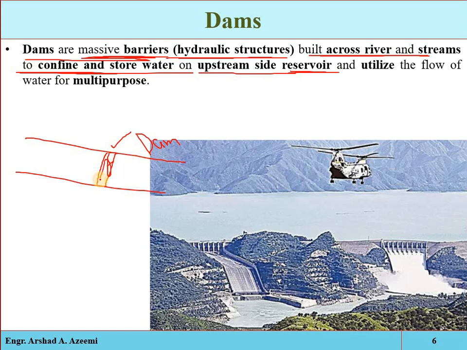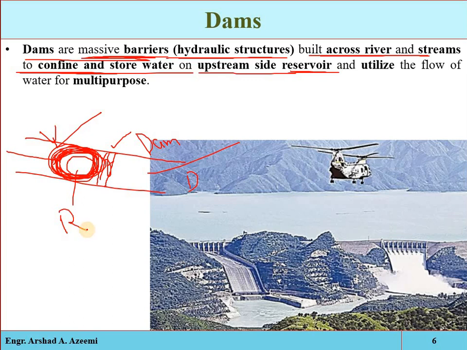Now when we construct this structure, so for example, that is the direction of the flowing water, so this is called the upstream side and this is called the downstream side. So when we construct the barrier, the water will be stored at the upstream side. So this artificial lake which is formed, this ponded water, that is called the reservoir.